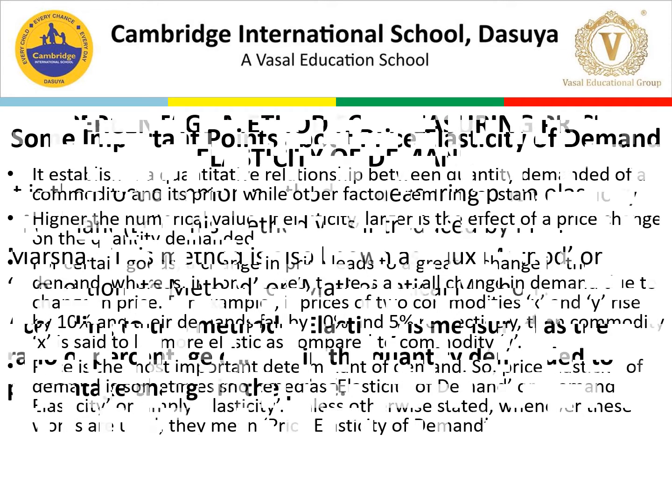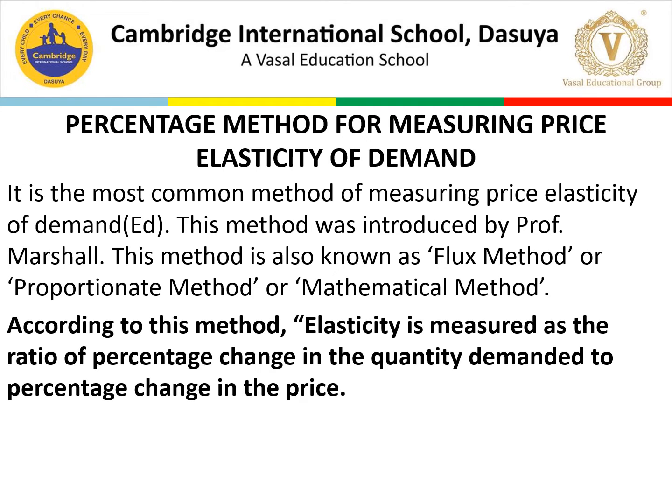Now let's move to the next, that is percentage method for measuring price elasticity of demand. This is the most important method, and the simplest one, very easy, not difficult. It is the most common method of measuring price elasticity of demand. This method was introduced by Professor Marshall, as he has given the concept of this elasticity, so he has given this method also. This method is also known as flux method. We call it flux method, or also proportionate method or mathematical method. So how we are calculating the elasticity of demand with mathematical tools. The other names for this method are flux method, proportionate method, mathematical method.